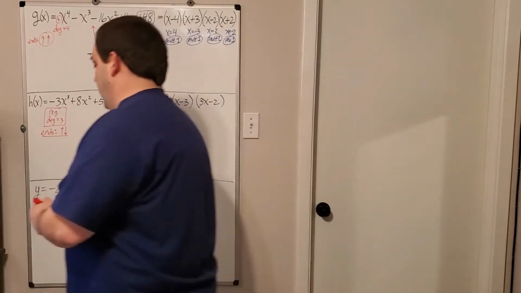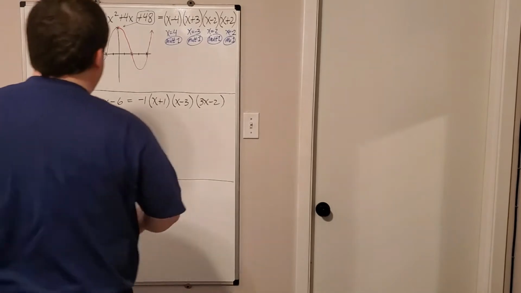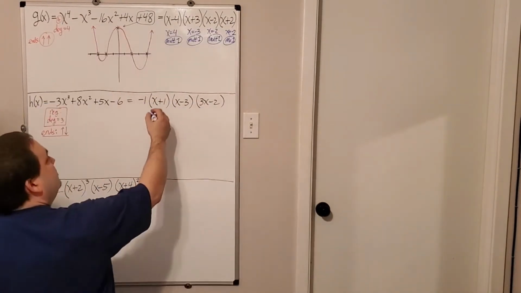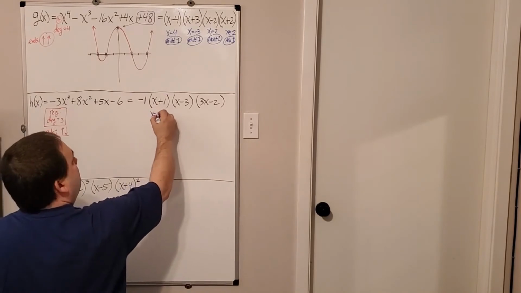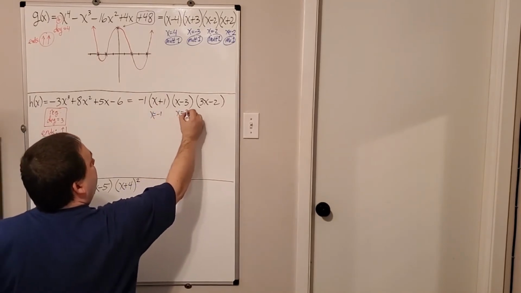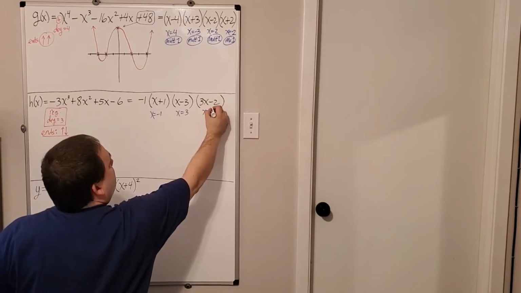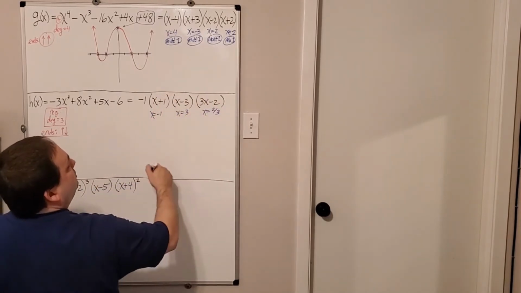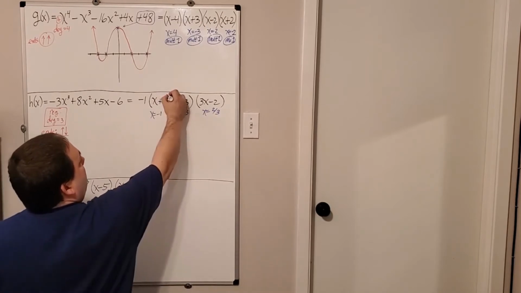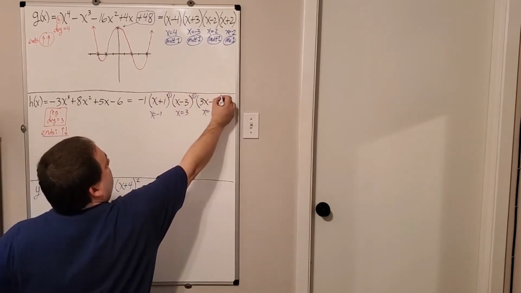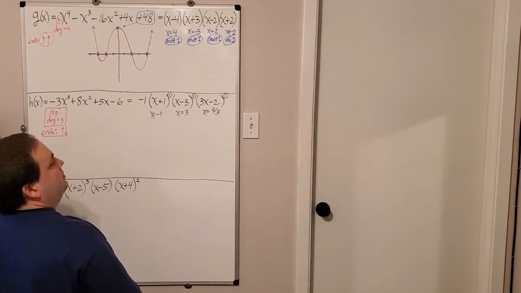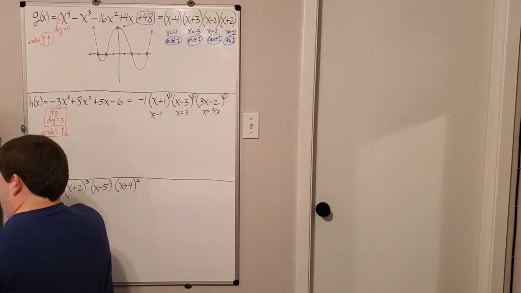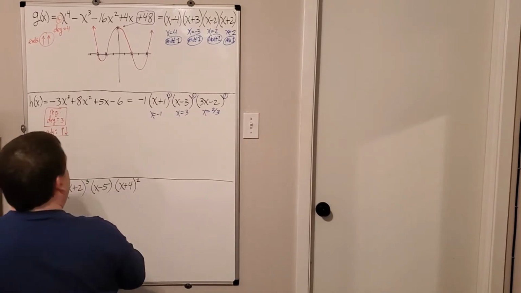All right, now let's take a look at the multiplicities here. I've got my x-intercepts, negative 1, 3, and 2/3. And again, they're all multiplicity 1, right? All multiplicity 1s here. So all three of those are going to act like lines also. Okay, so let's get a grid going on here.